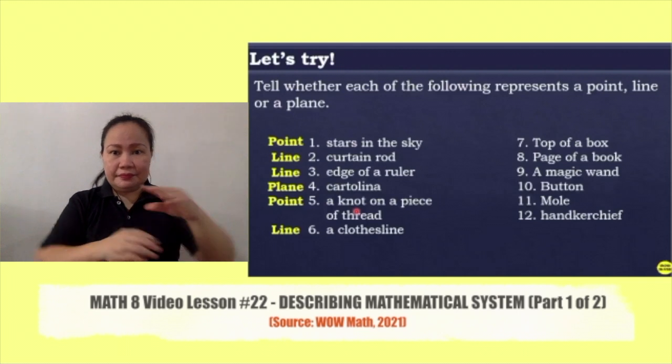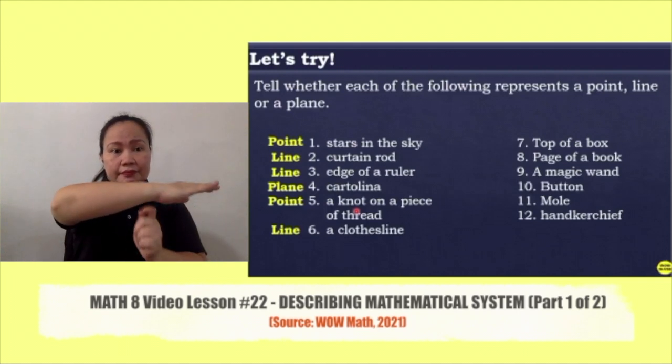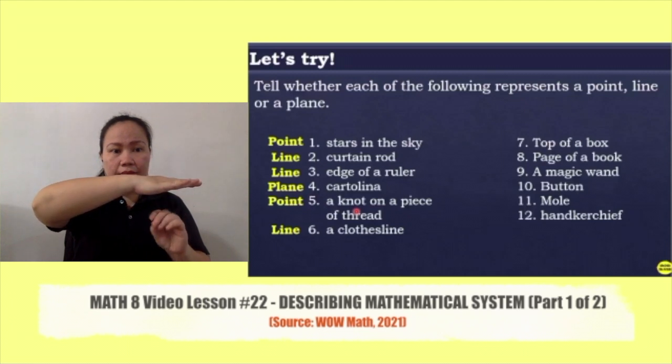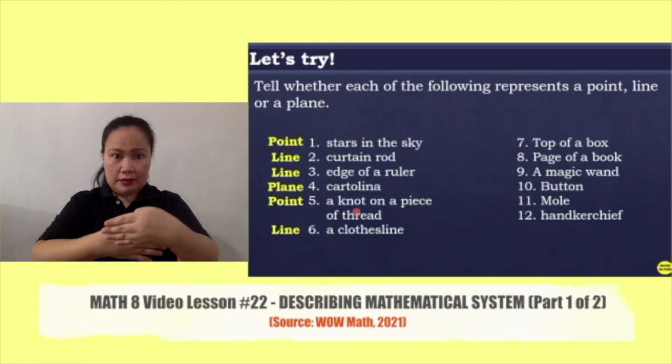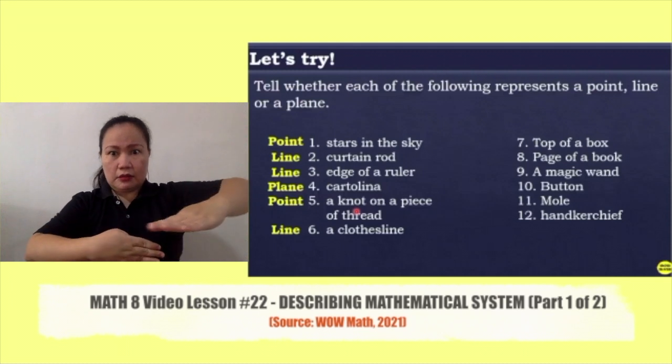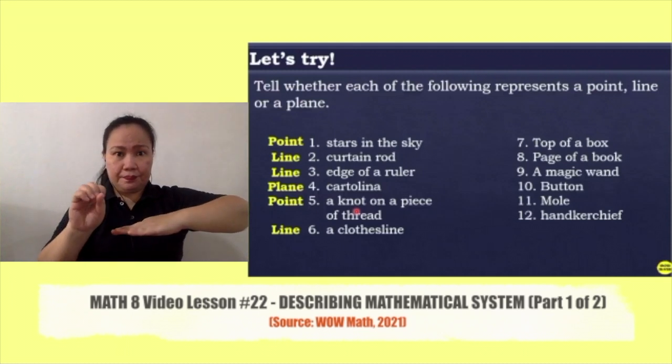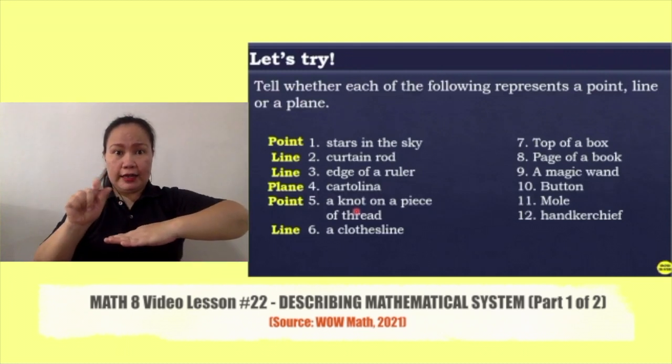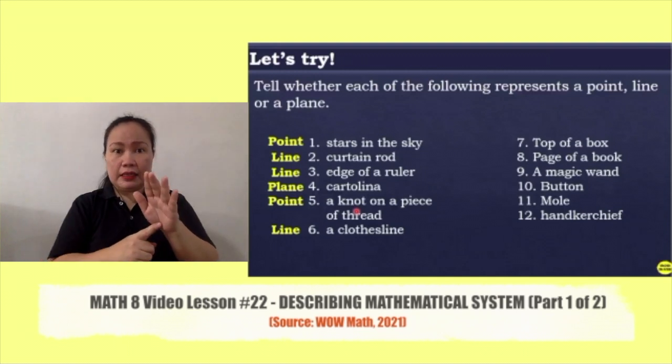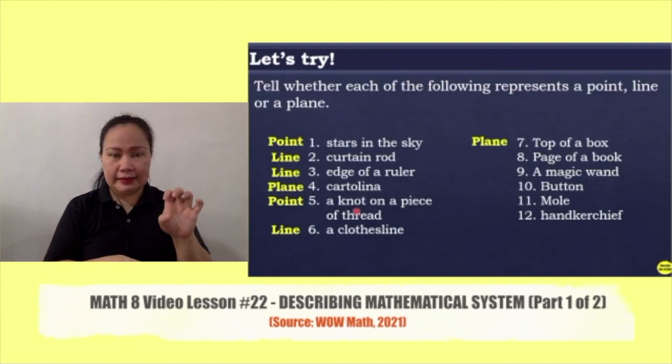Next, top of a box. Pag sinabi natin kanina, meron tayong example sa point, bakit yung box doon ay point? Kasi ang sabi doon, corner. So, pag corner, ibig sabihin point. Kapag top, di ba yung top ng box natin, flat yan. So, it is a representation of a plane. Okay, so that is a plane.